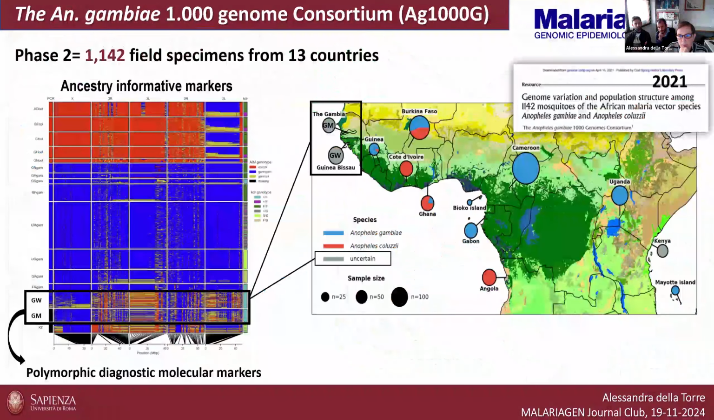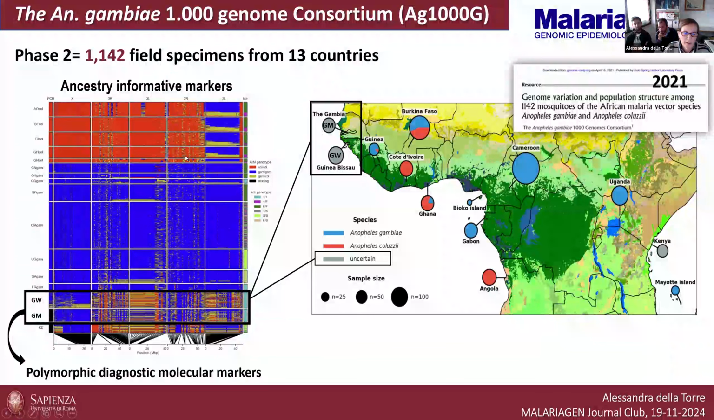And now we come to more recent data that you are probably more familiar with, the paper published in 2021 by the Anopheles gambiae Genome Consortium, where these are the samples that were available at the time. And you can see that the two populations from Far West Africa were not named as gambiae or coluzzii, but were left here in gray and were defined as uncertain.